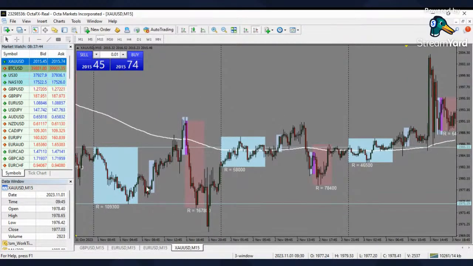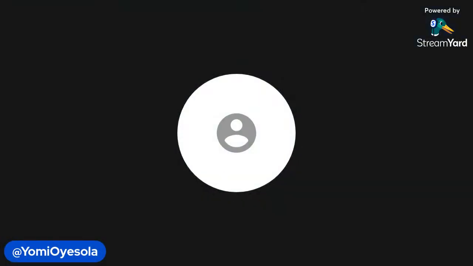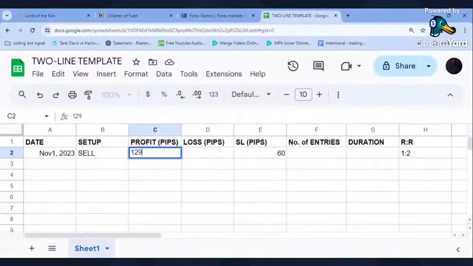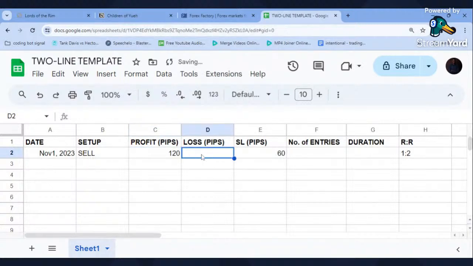So now I've done for November 1. Okay, I think I should enter into my journal what I just did. And quickly, let me go back to my journal. Okay, so my profit here is what? In pips is 120 pips. I don't have any loss, so that's going to be nil. So remember my stop loss. If I had a loss, my loss would be the value of my stop loss, right? So I don't have any loss if I'm taking this trade.